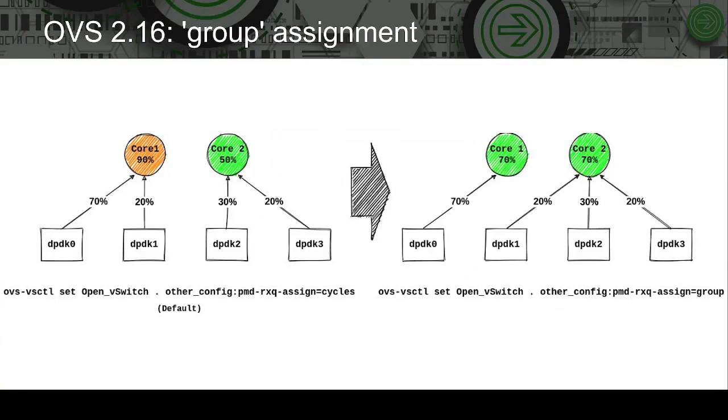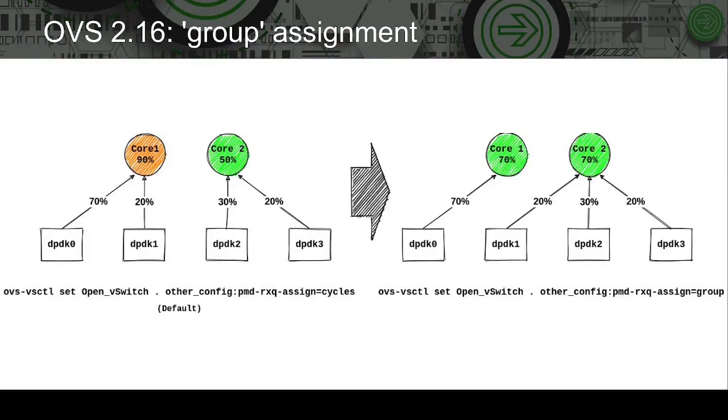There are some advantages to this kind of approach. It's not shown here, but if DPDK 0 had not been 70, but maybe had been 95, then on the left-hand side it would have been a 95% and 20%, and core 1 would have been overloaded. Whereas on the right-hand side, we can see the 95% would have been dealt with by core 1.